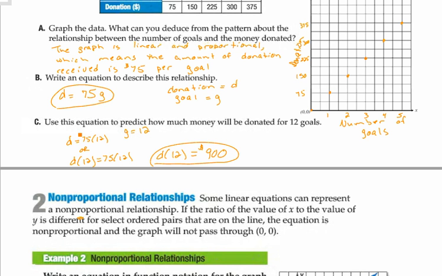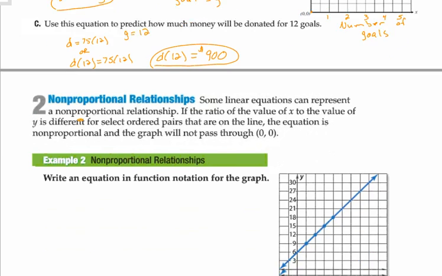Now we're supposed to use that equation to predict how much money will be donated for 12 goals. Well, if G equals 12, I went ahead and plugged that 12 in. But then I went even further and I wrote this, if you remember that fancy function notation. So instead of just putting D out here, I did D of 12. Because remember that when we write that as an equation in function notation, this means that the donations for 12 goals is $900. So a nice review of function notation, because again, this piece right here is just helping us relate that $900 to the 12 goals.